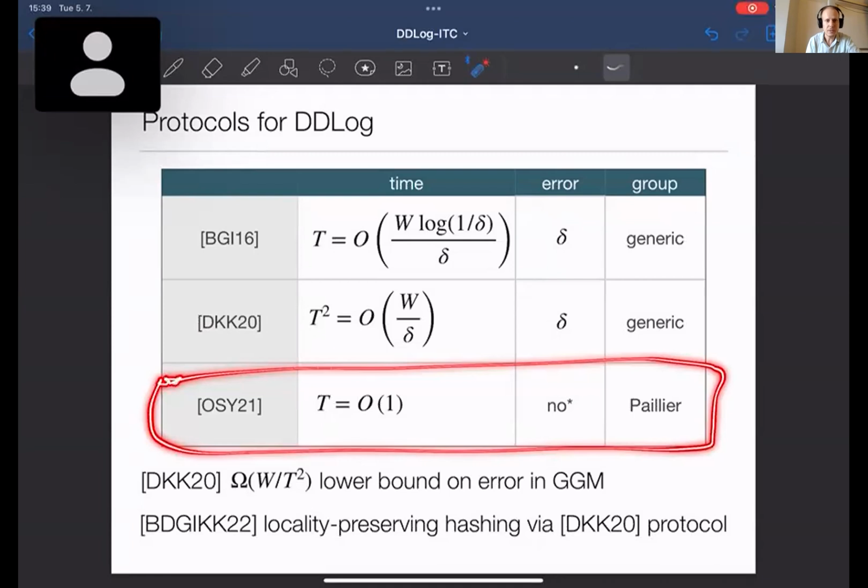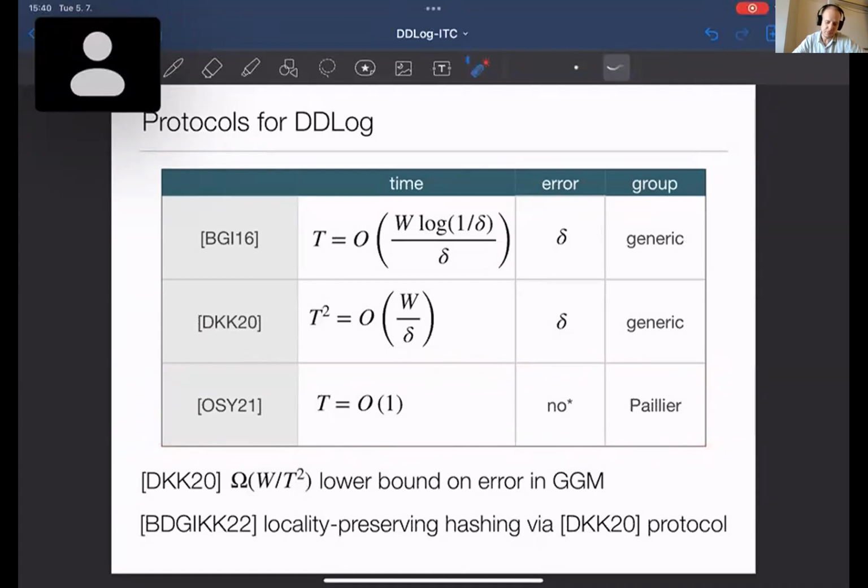But this distributed discrete logarithm problem seems to be an interesting problem to study. And in particular, this year in ITCS, Boyle et al. gave an interesting application of distributed D-log. They gave locality preserving hash, whatever that is. I'm not going to go into the details. And they actually relied on the generic optimal algorithm of Dinur et al. So here is another application of distributed D-log. And maybe there are others. So I invite you, after the talk, to think about it.